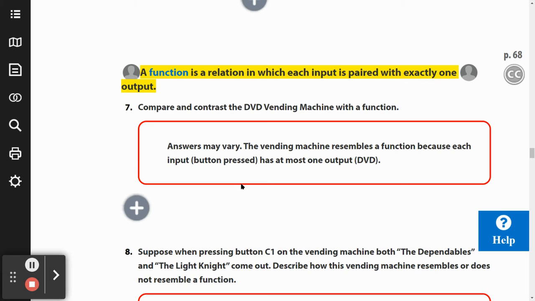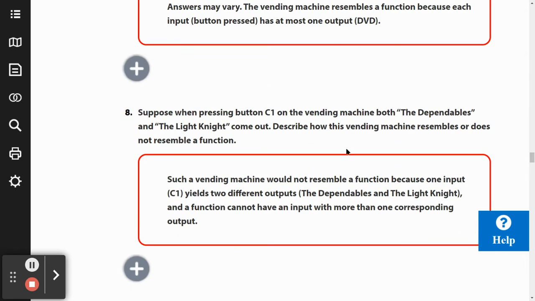Somebody that hasn't talked in a while. Ken, what do you think? It doesn't, because it's two different outputs. And what's the definition of a function? One input has exactly one output. There you go. So does the vending machine represent a function? No, because each input has more than one output, so it's not a function. It would not resemble a function because each input, C1, yields two outputs, and a function cannot have an input with more than one corresponding output.